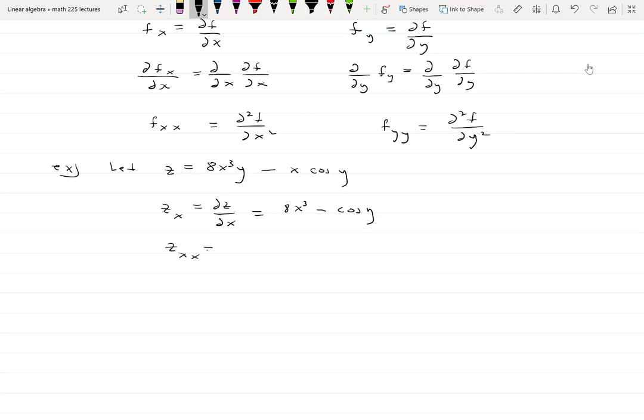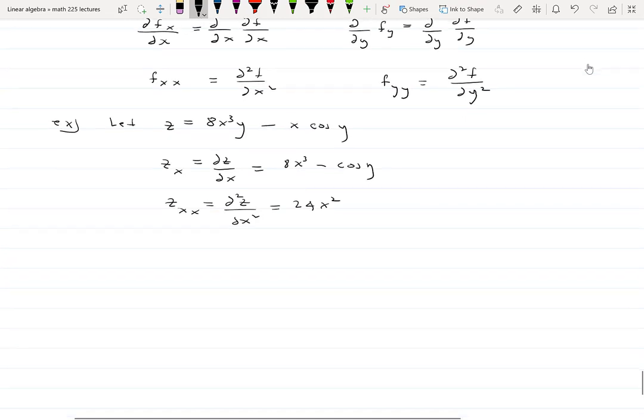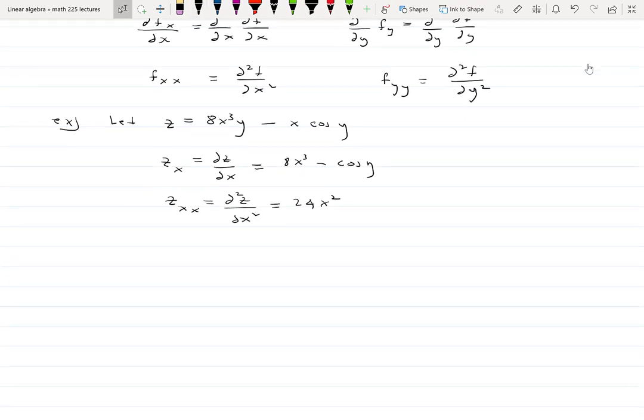So z sub xx, the second partial derivative with respect to x, partial squared z partial x squared. Well, derivative of 8x cubed is 24x squared. What's the derivative of cosine y with respect to x? It's 0. Okay. Now, let's do this again, but with y. So here we go. Partial of z with respect to y, or partial notation, partial z partial y. Equals.